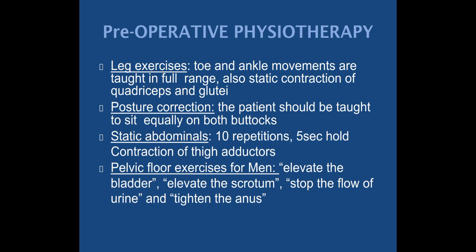Patient can be lying in the supine lying position and place a ball between the legs and ask the patient to press and hold it for 5 to 10 seconds. The patient can do it for 10 repetition, and patient can even do 3 sets of it. Pelvic floor exercises can be done for men also. The instructions that are supposed to be given are elevate the bladder, elevate the scrotum, stop the flow of urine and tighten the anus. These are the instructions that we can give the patient to contract their pelvic floor muscles.